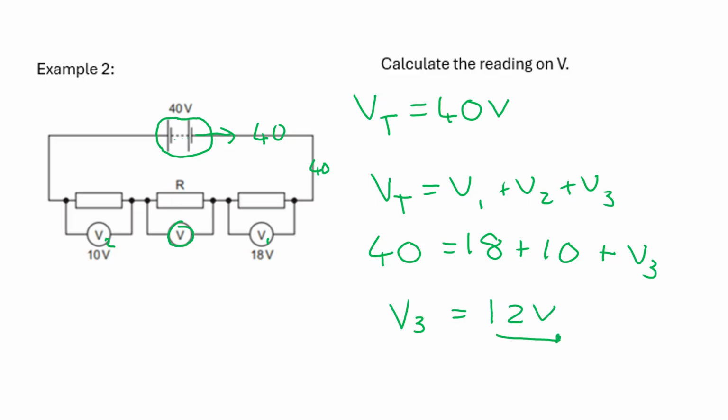Grade 9, maybe they want to see your substitution and answer. Grade 10, you'll just get the mark for the answer. Okay, nice and easy. It's just a process of knowing that V total is 40, you have V1 and V2, and you can solve for the unknown. Pretty easy one for grade 10, and obviously you could get it in grade 9 as well.